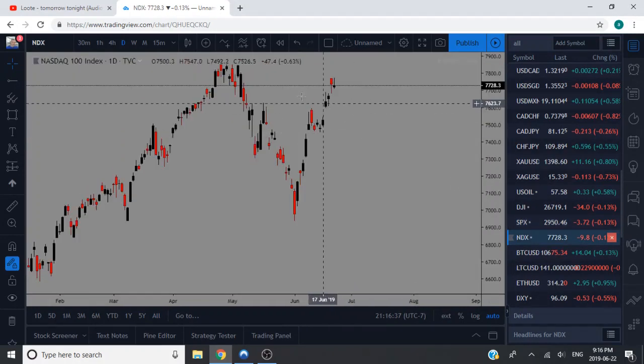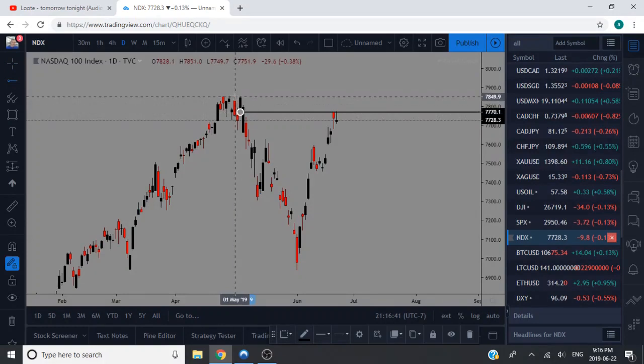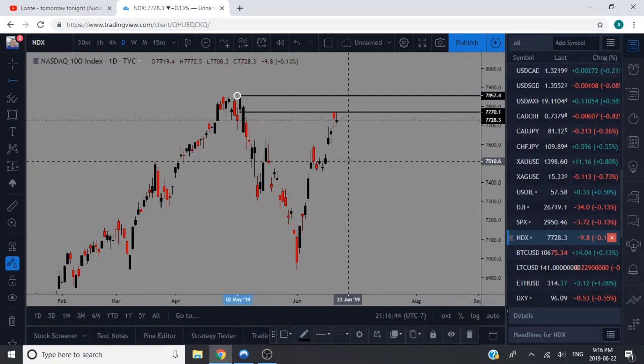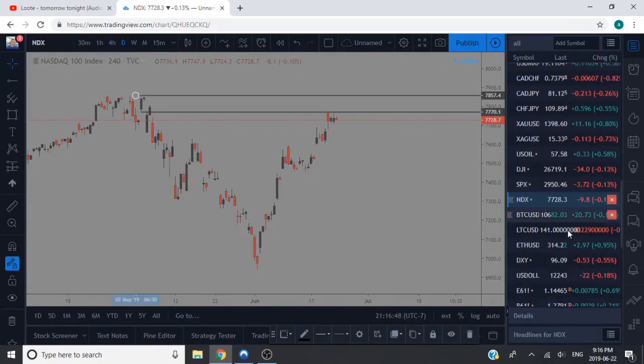Let's check out the NASDAQ. NASDAQ is sitting in supply right now. So let's see on the 4 hour. Nothing.